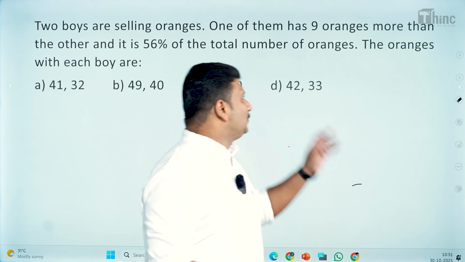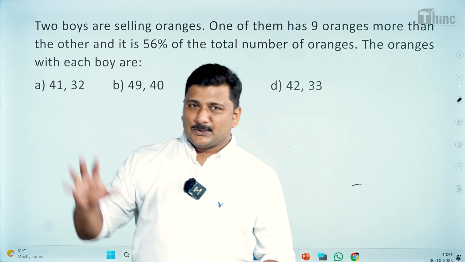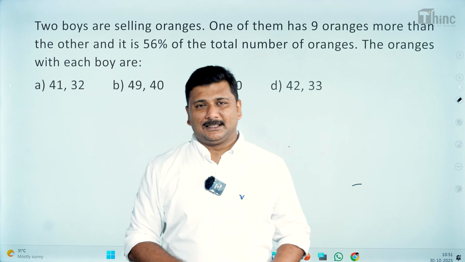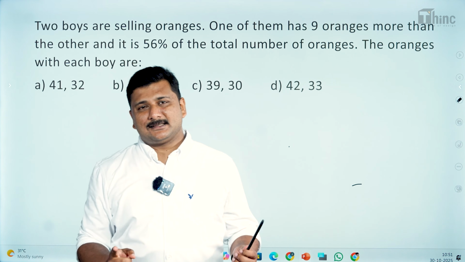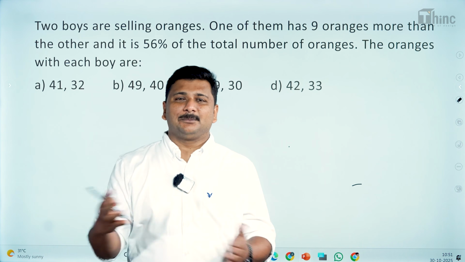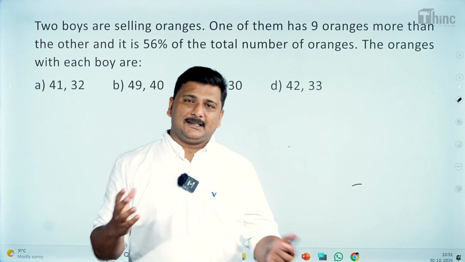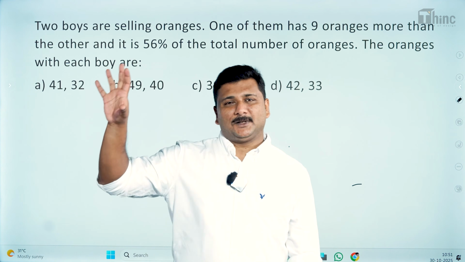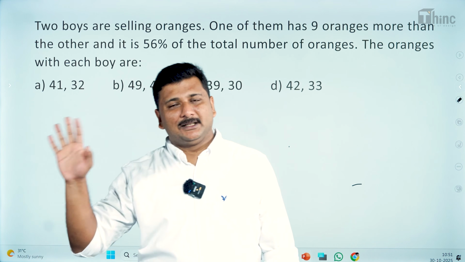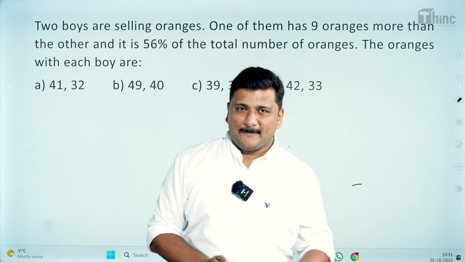So likewise, there are two boys. One boy has 56% of the total with him. If one boy has 56% of the total, obviously the other boy has the remaining, right? So what is the remaining? We just need to do 100 minus 56. So what is 100 minus 56? It is 44. So 56% of the total oranges is with one boy. That means the remaining 44% is with the other boy, right?